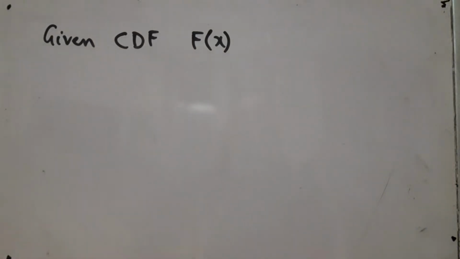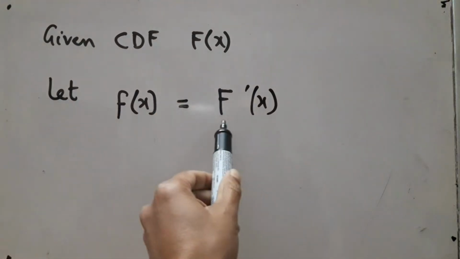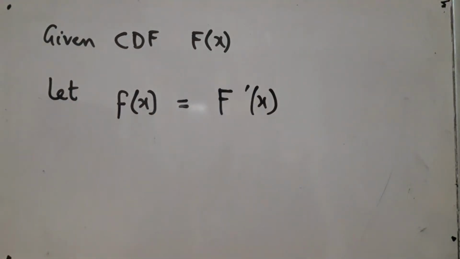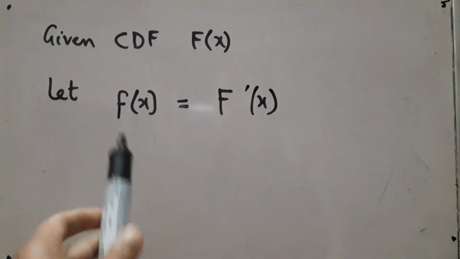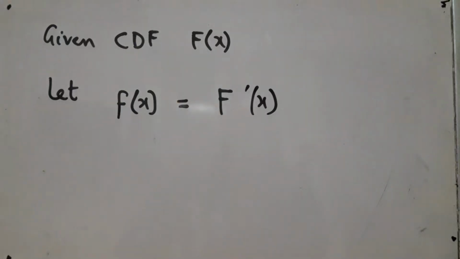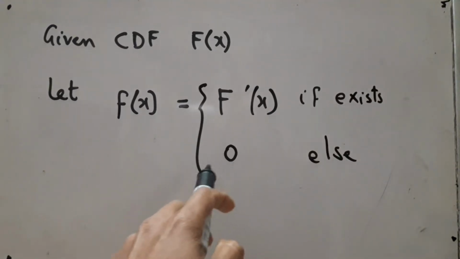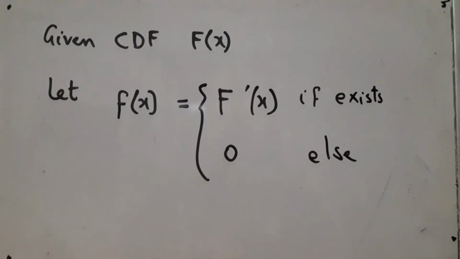Suppose you are given this CDF and we plan to differentiate it. The problem with this is that your CDF may not be differentiable everywhere. So you have to have some provision when x is something for which F_X is not differentiable. What we do is we just define it to be 0 if the derivative does not exist. In fact, you can define it to be any non-negative quantity.